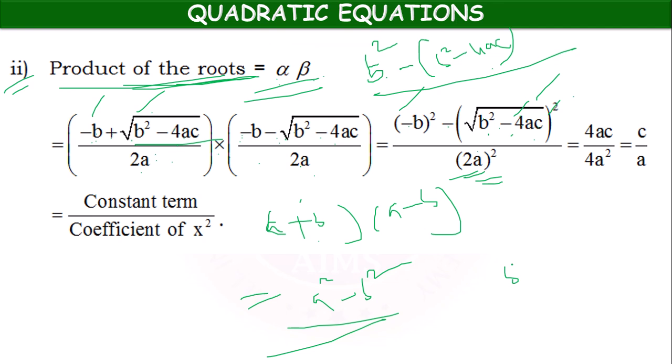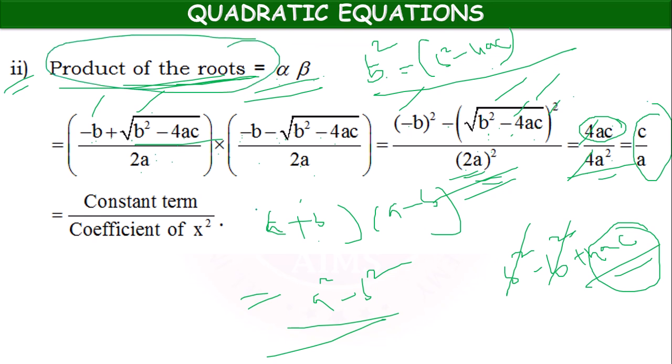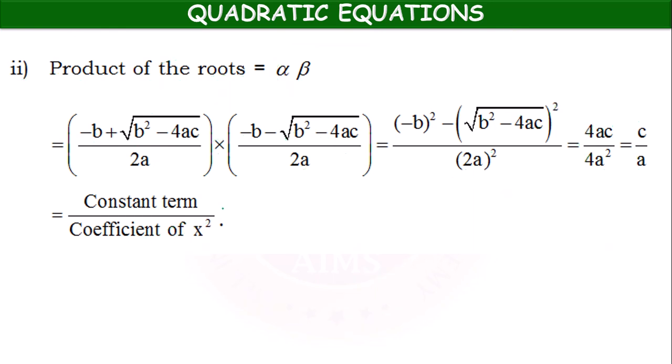If we simplify it, because of the minus symbol, the signs will change: minus b square plus 4ac. Minus b square plus b square cancel, and 4ac will remain. In the numerator we have 4ac, and in the denominator 2a whole square, which means 4a square. The 4 gets cancelled, one a gets cancelled, and c by a will remain. So the product of roots equals c, the constant term, by a, the coefficient of x square. So the product of roots equals the constant term by the coefficient of x square.